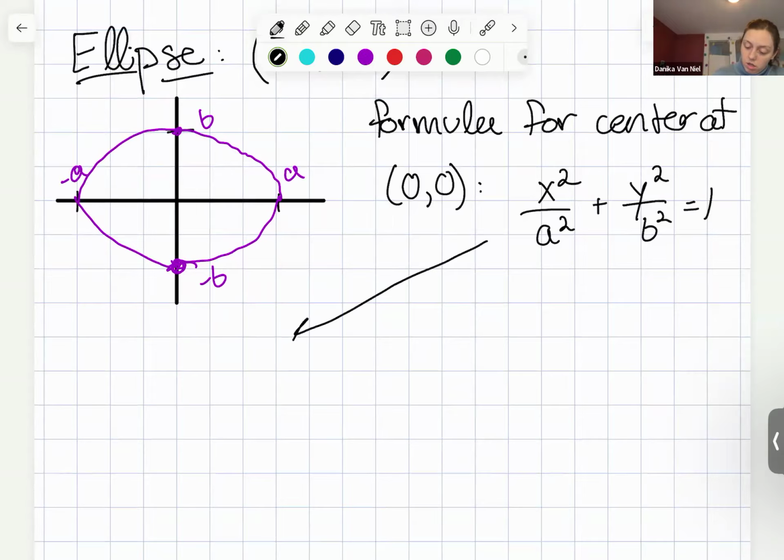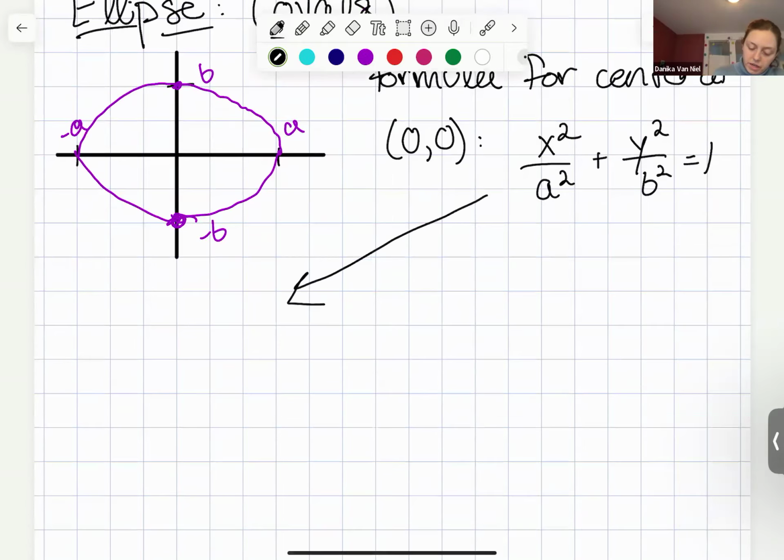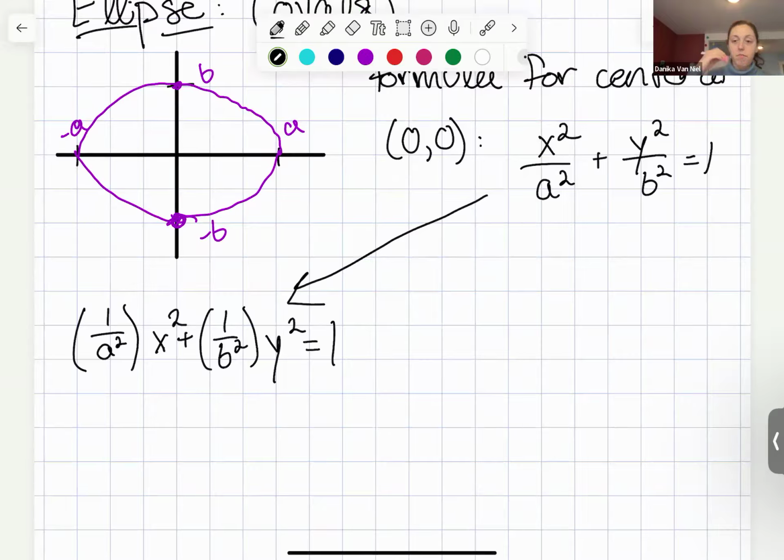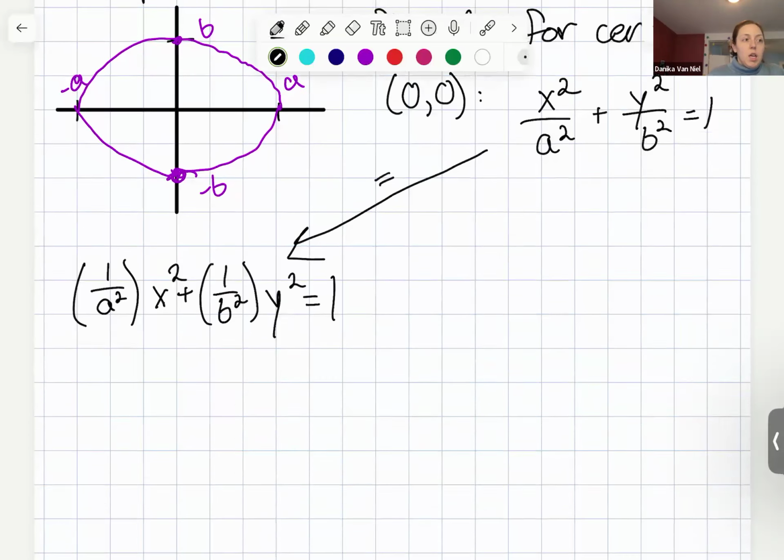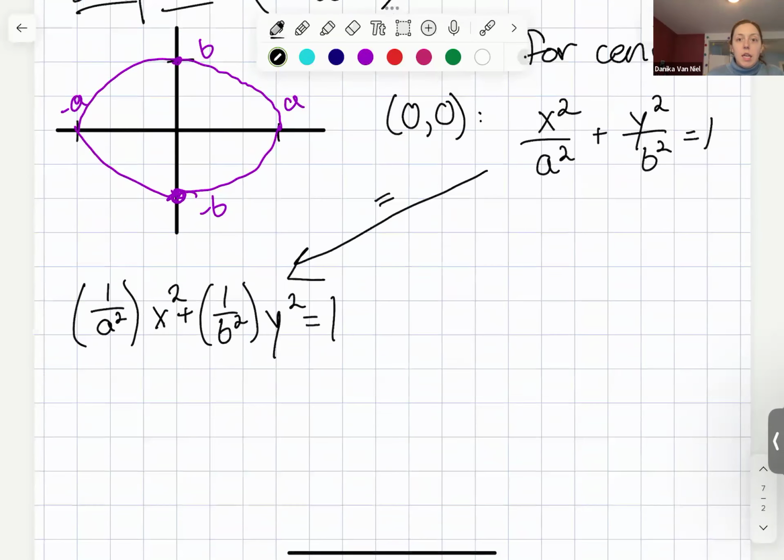Another way you can think about it, because oftentimes when you're solving stuff, this is how it pops out, is it ends up looking like this. But these are the same, right? They're equal. I just wrote the fraction as a fraction times something. And x and y are both allowed to be 0 here.